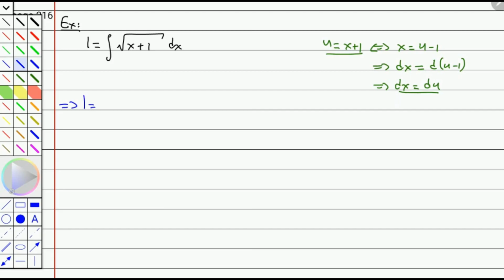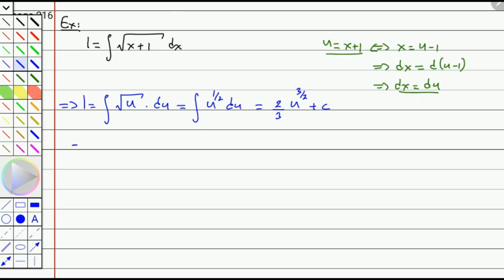So I is equal to the integral of the square root of u times du, and this is once again an easy integral because the square root can be converted into an exponent. This is equal to the integral of u raised to 1/2 du, which is 2 over 3 times u^(3/2) plus c. And now we can reintroduce what we have substituted as u, which is x plus 1.